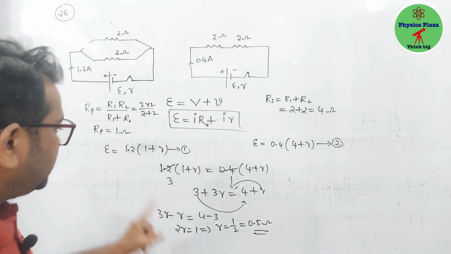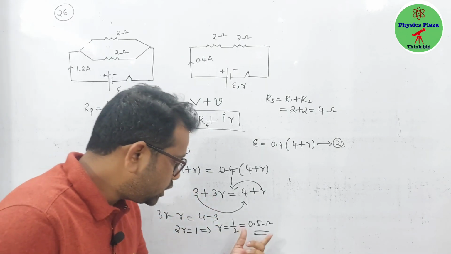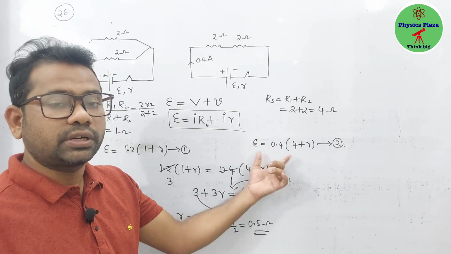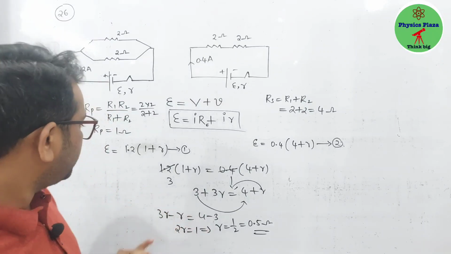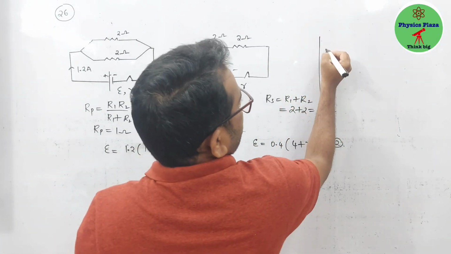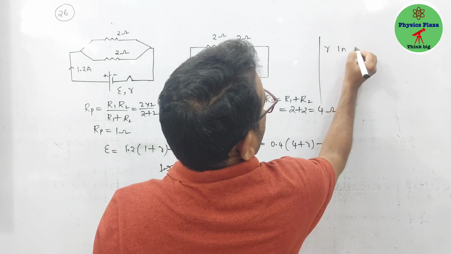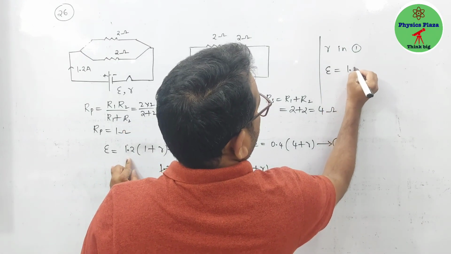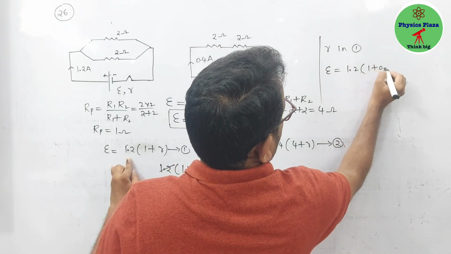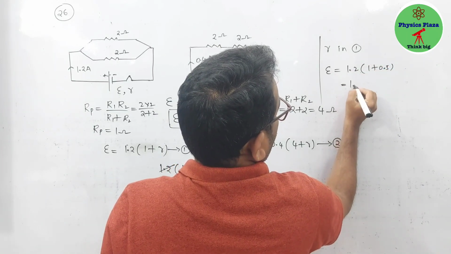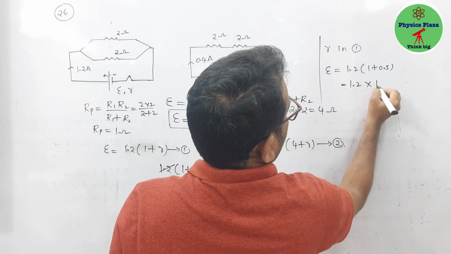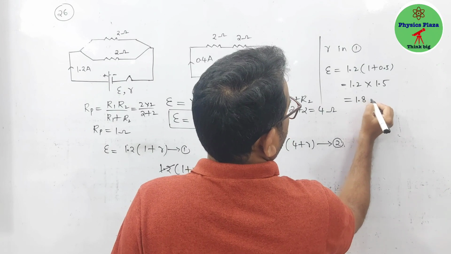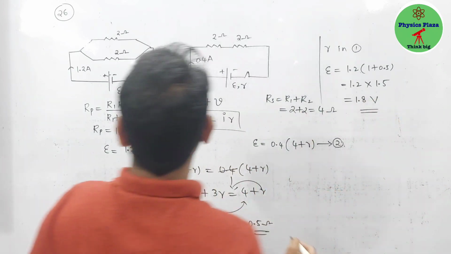But we also need to calculate the EMF, right? Children, it's very simple. This 0.5 value, either you put in the first equation or in the second equation. In either equation you can substitute. So now let us substitute R value in equation 1. So EMF is equal to 1.2 into 1 plus 0.5. So this is 1.2 into 1.5. This will be 1.8 volts. So this is how we can calculate.